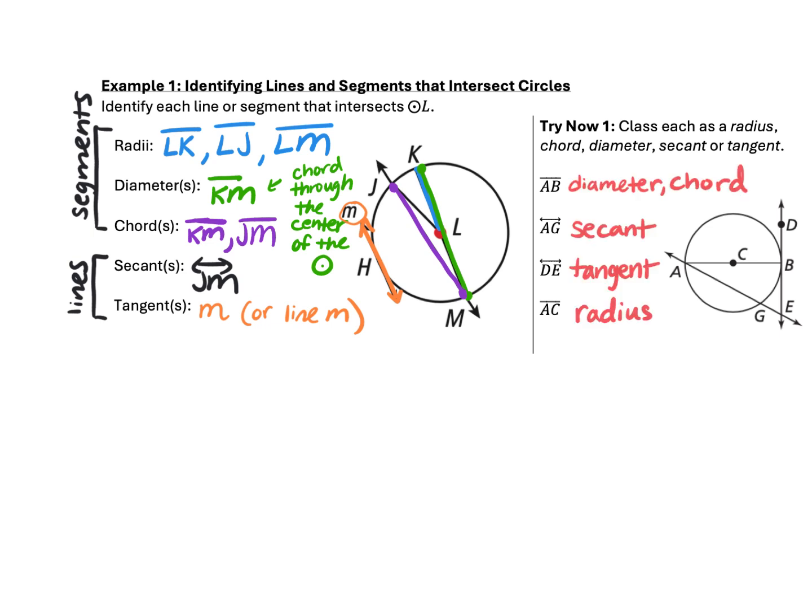Here are your solutions to the try now. Anytime you have a diameter, it is always a chord. The others are just one thing: secant, tangent, and radius.